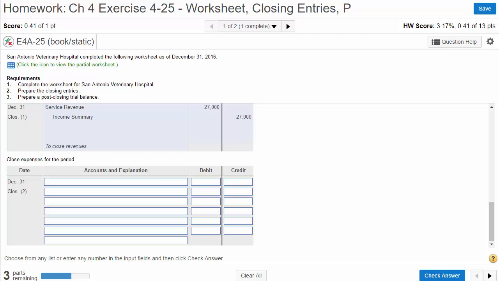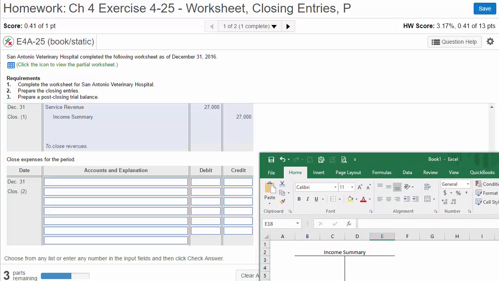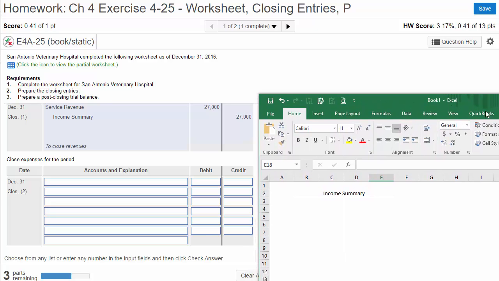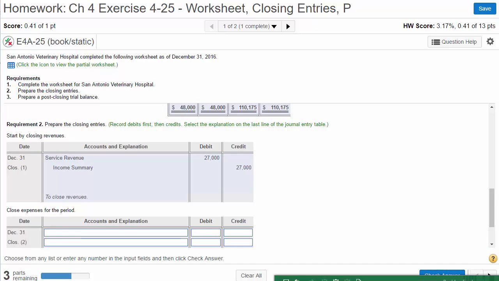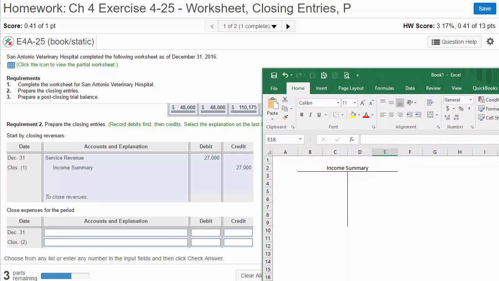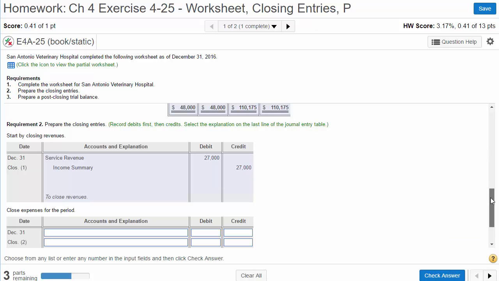Now, closing these accounts is easier if you keep track of the T accounts, especially income summary, on a piece of scratch paper. So I'm going to keep track of it in Excel. Let me scroll back up here so we can see that better. Notice I have credited income summary. So I'm going to put 27,000 on the right side and remind me that that's revenue. Okay, so I'm going to put the scratch paper away and let's go on to the next section.